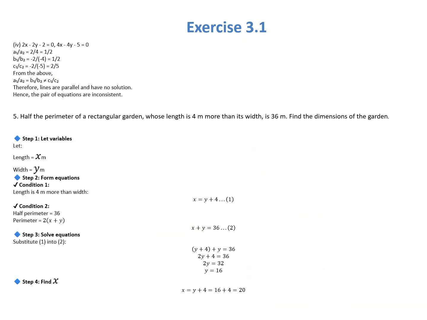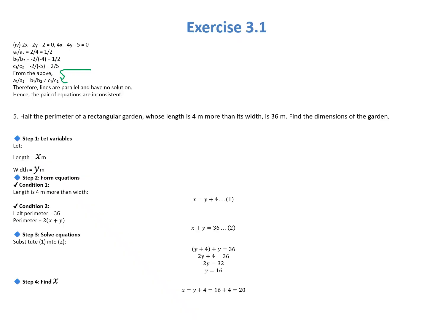Okay, so the fourth sub-question of question 4 of exercise 3.1. What we can see here is that we have a set of equations, and when we get the values of a1 by a2, b1 by b2 and c1 by c2, we find that a1 by a2 is equal to b1 by b2 but is not equal to c1 by c2.